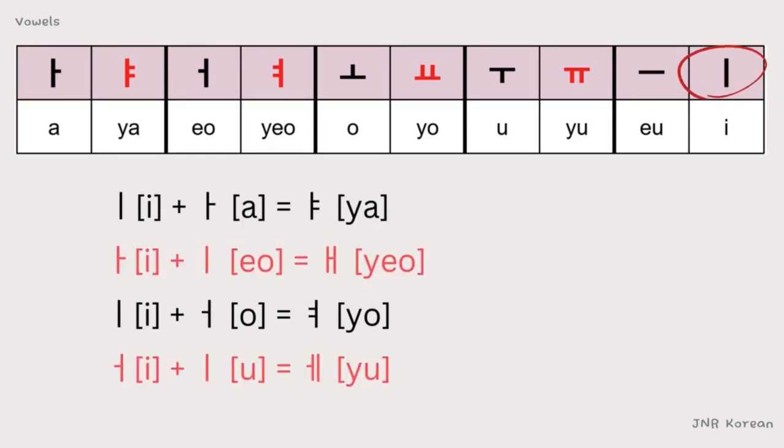However, if you change this order, compound vowels are created. When we put E first and then A, it makes ya. But when we put A first and then E, it makes ae. In the same way, E plus O makes yo, but O then E makes oe.